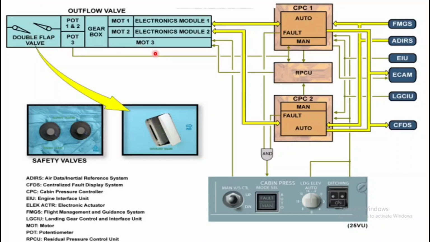Motor 3 is controlled from the cabin pressure panel by the manual vertical speed controller toggle switch. So there is a toggle switch. This is the manual vertical speed controller toggle switch. Motor 3 will take command through this only. So up and down just means open and close. That's why it is written up and down. Everything is automatic depending on the requirement. The captain can select the manual operation also.